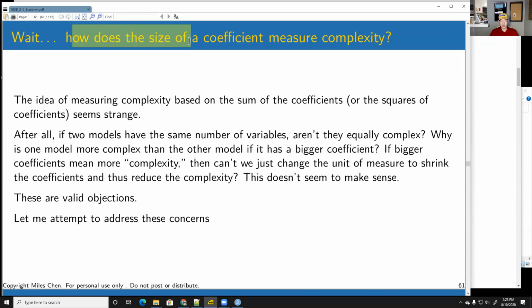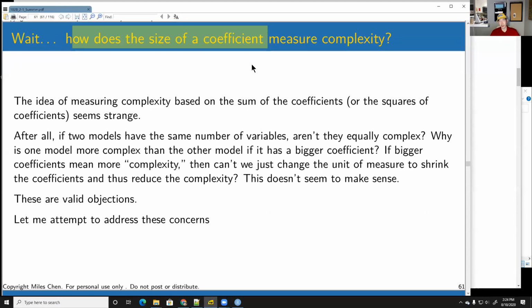So you might wonder, we're not just looking at whether a coefficient is zero or not, but we're measuring the size of the coefficient. How does that measure complexity, okay? Measuring complexity based on the sum of the absolute values of coefficients, or the squares of the coefficients, might seem strange, right? If two models have the same number of variables, aren't they equally complex? You might have this objection, right? So why is one model considered more complex if it just has a bigger coefficient than another? You have two models with the same number of terms, one has a bigger coefficient than the other, and that one's considered more complex than the other, right?